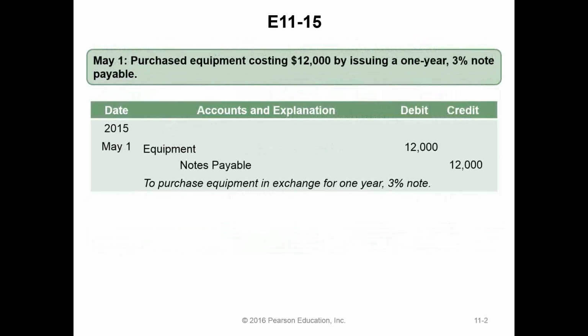So the first one here, we purchased the equipment. We have to follow the cost principle. When we purchase fixed assets, we always record those at cost. So this equipment cost us $12,000, so that's what we'll book it for. So debiting that asset account for $12,000, and we're going to credit the liability account notes payable. We're going to owe them $12,000 for that note. We don't record any interest here because interest has not been incurred yet.